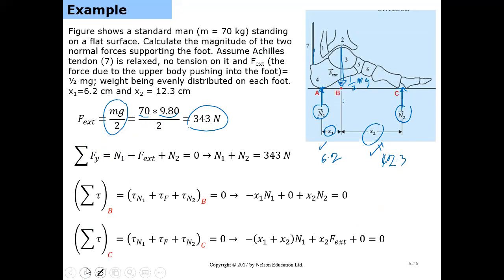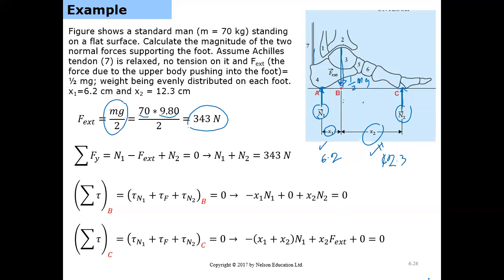Why is the magnitude divided by 2? Yeah, because we are only looking at one side of the body. Okay, 1 foot, because we have 2 feet, right? So the weight will be half on the right foot and half on the left foot. So that's why I divide by 2. Now, suppose the weight is exactly in the middle, half of 343 would be N1 and half would be N2, because it would be equally distributed, but it's not the case.